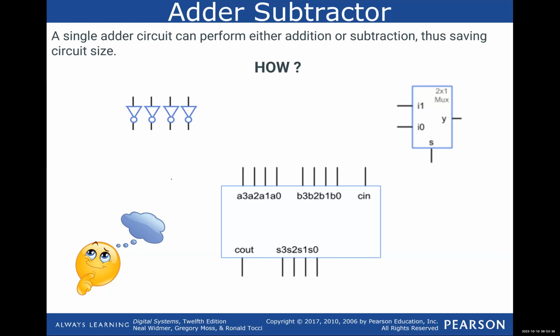And the size of the multiplexer, I gave it to you. It's only 2 by 1 because we only have addition and subtraction. So these are the only two that we need to think of.